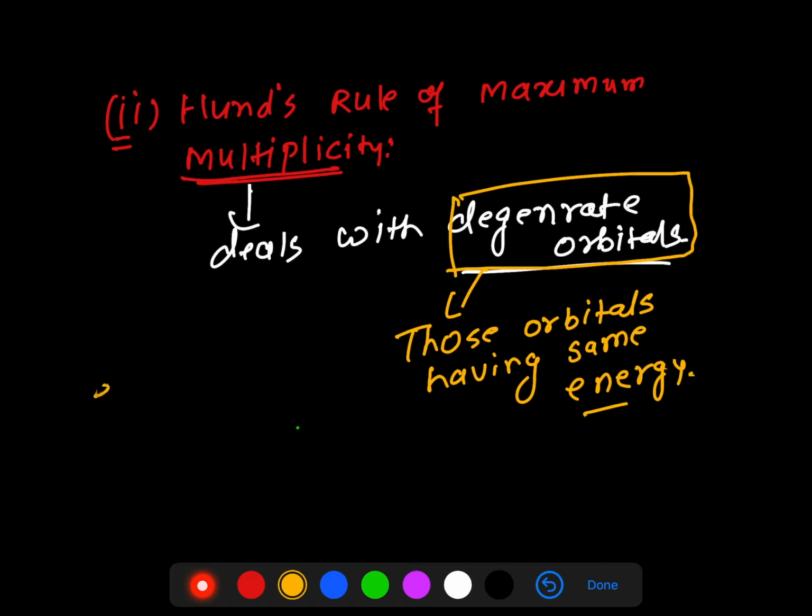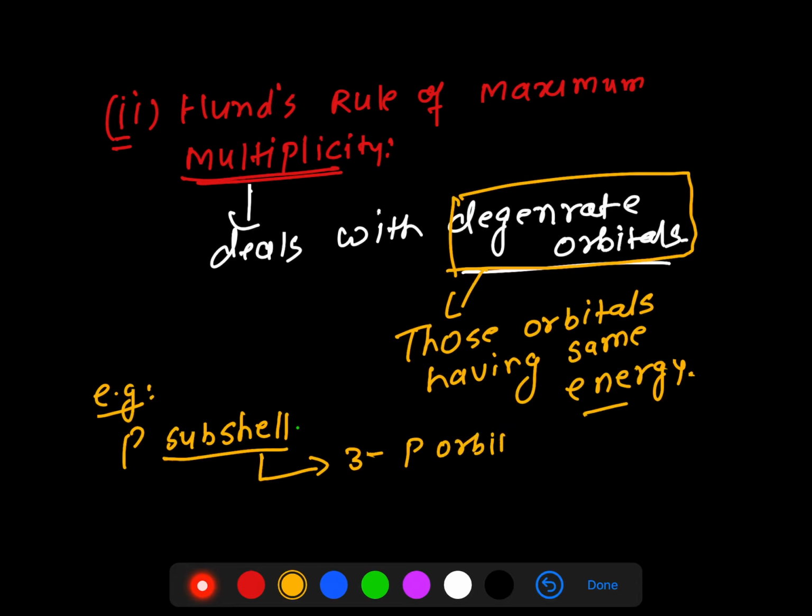For example, we know that any p subshell, whether it be 2p or 3p or 4p, has 3 p orbitals. We know that from the previous lecture. All these 3 p orbitals of any p subshell will have the same energy and we'll call them degenerate orbitals.